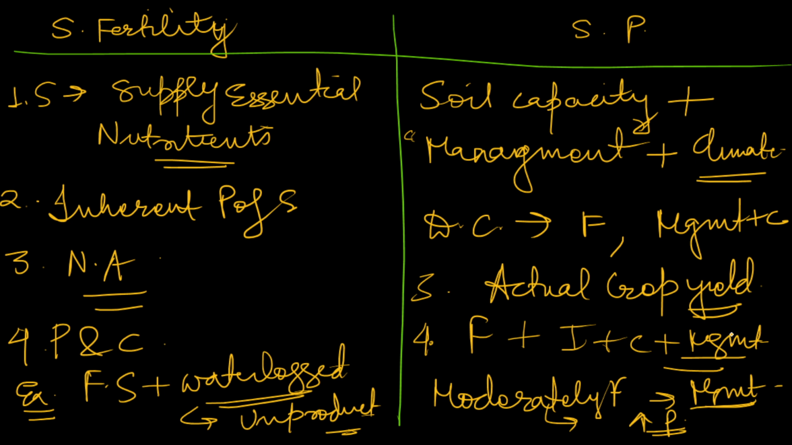Soil fertility is a kind of nutrient availability, but it doesn't necessarily reflect on crop yield, or it can reflect on crop yield. But soil productivity is measured in crop yields, actually: how much crop the soil is able to grow. If it is moderately fertile, but managed well, the productivity will be high.